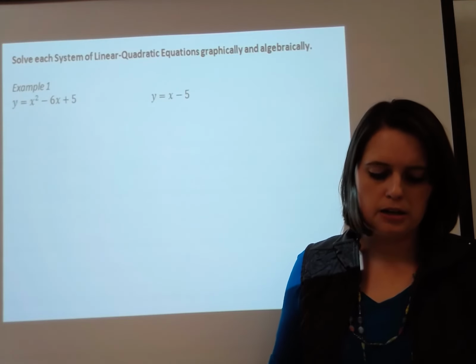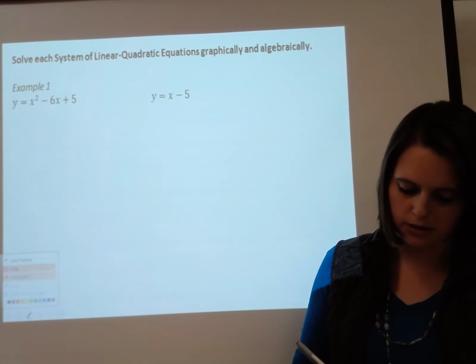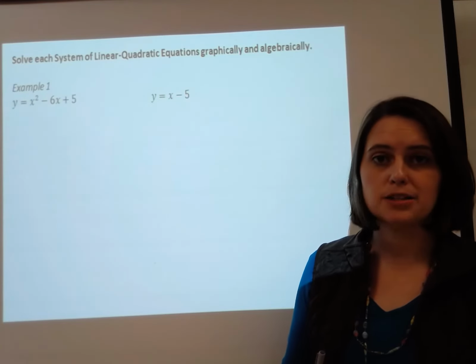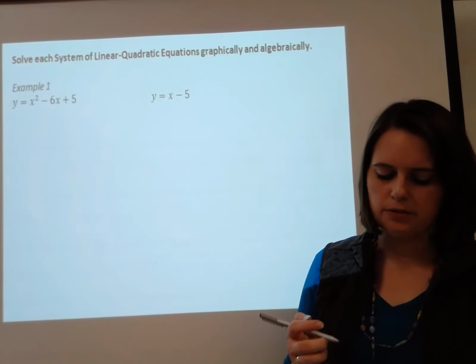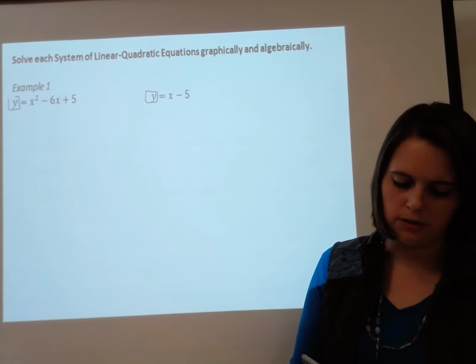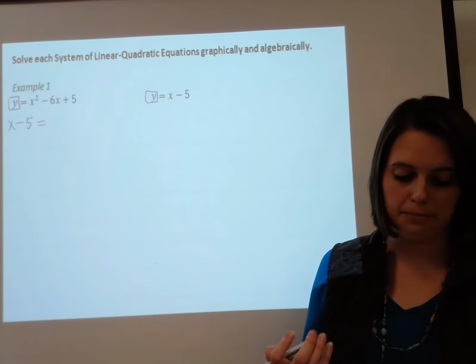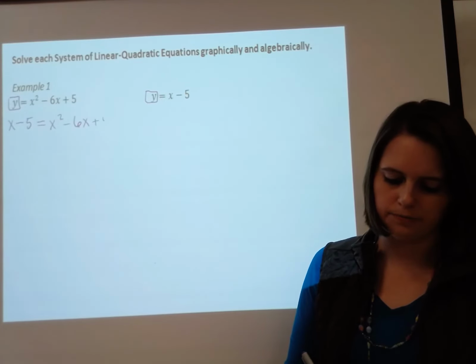Example number 1. Solving by substitution, first you will set each of them equal to one another, or substitute one equation into the other. So I'm going to take this y equals x minus 5 and substitute it into the y equals x squared minus 6x plus 5. If I'm substituting, I'm going to take this y equals and replace the y in the first equation here. And if it says y equals x minus 5, that's what I'm going to put in that place of y. The rest of the equation I'm going to keep the same, the x squared minus 6x plus 5.